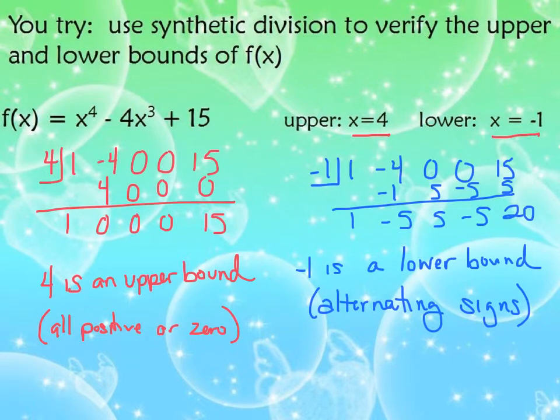Bet you didn't expect that, huh? They both worked again. I'm just throwing a loop at you. It won't always work out that way, but on this first one I wanted you to notice, look at all those zeros that happen. Remember, those are wild cards, so all I'm really looking at is the 1 and the 15. So those are both positive. 4 is an upper bound. My -1, they alternated beautifully, so that's a lower bound. Okay, so you just got to check it.